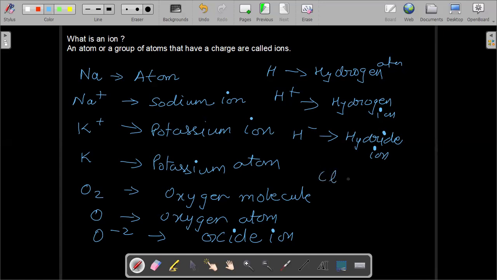So this is a chlorine atom. Sir, it's a chlorine atom. Cl minus will be the chloride ion. Cl2 will be a chlorine molecule.